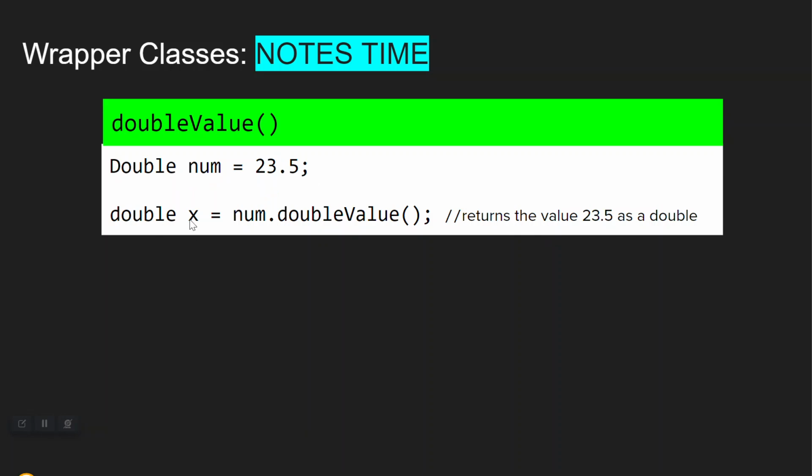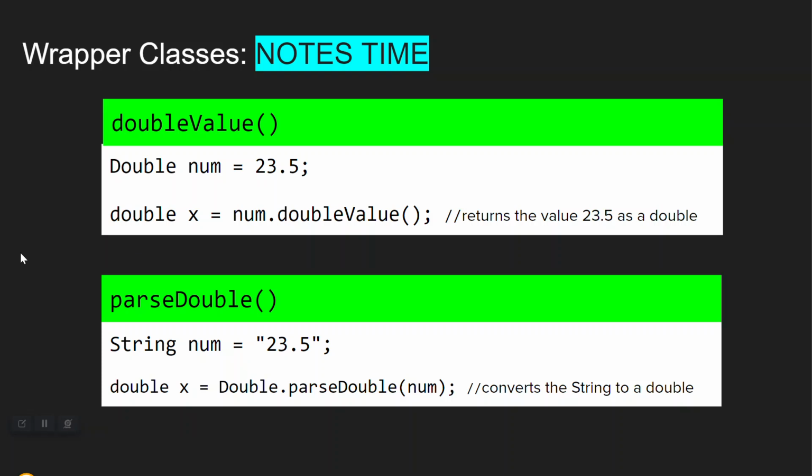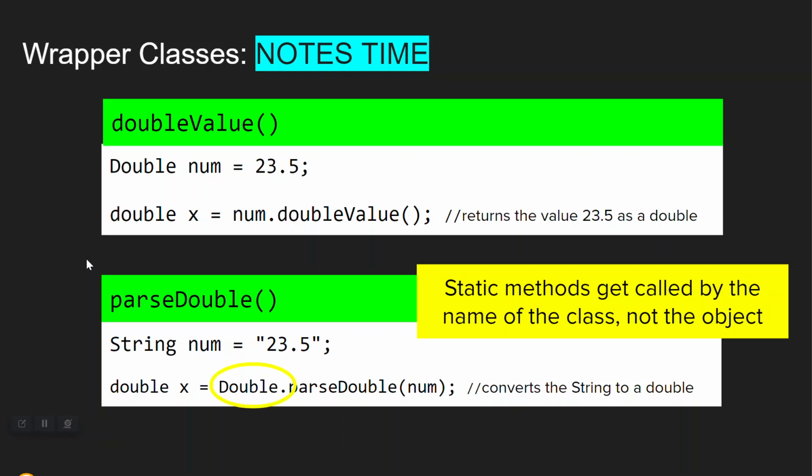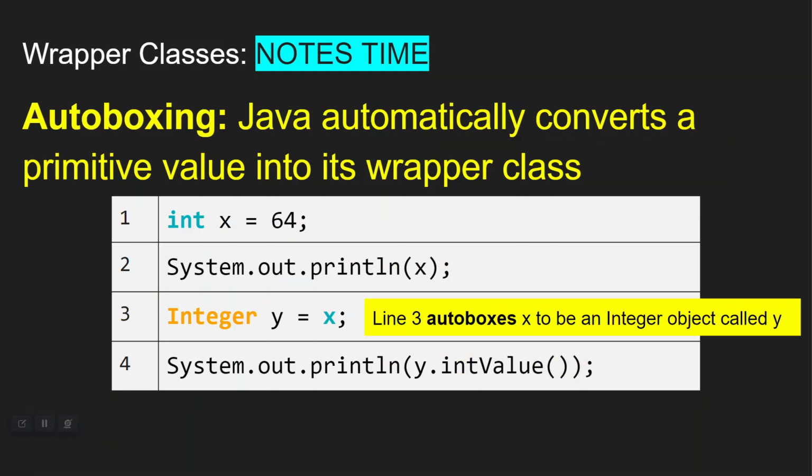of a double. So it could then be stored as a variable, and it could be used for whatever it needs to do. And then similarly, down here, String num equals "23.5", but again, that's being stored as a string literal. So if I wanted to convert this string into a double, I would say double x equals, and then again, using the static method, Double.parseDouble, passing in num as my argument here, it would convert that string into a normal double, and then I could store that as a double variable. Again, static methods get called by the name of the class, not the object.